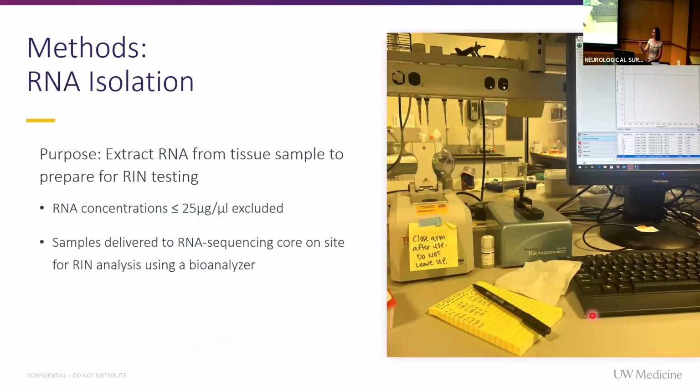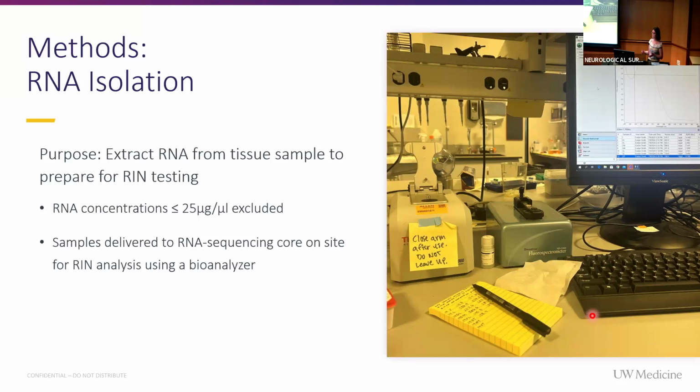During stage 2, which was RNA isolation. So the goal of RNA isolation is to isolate the RNA, as you could probably figure out yourself. But basically what we do is we mash the brain tissue up and we get rid of all the other cell parts so that we just have the RNA. And then we send this RNA to another lab at the Allen Institute, the RNA sequencing core, and they do the RIN testing.